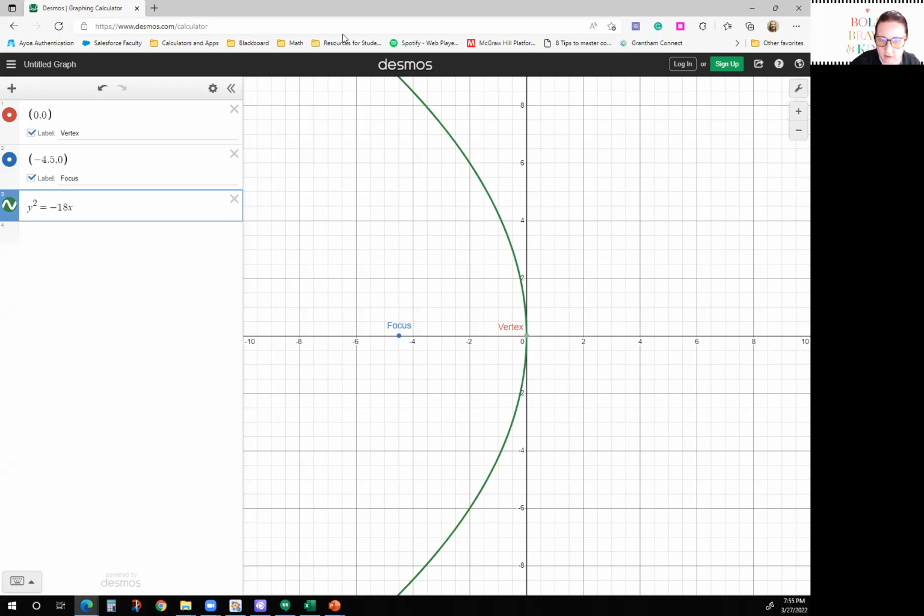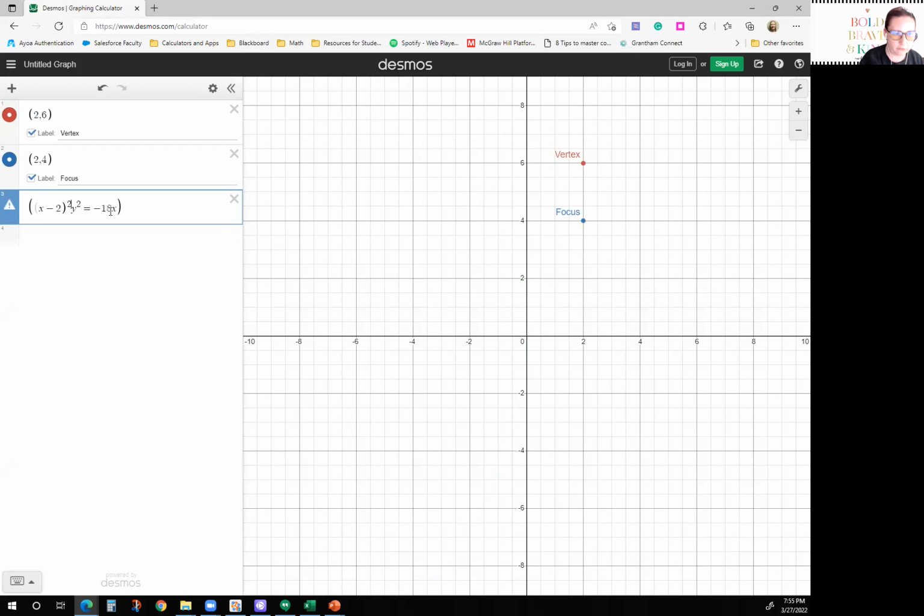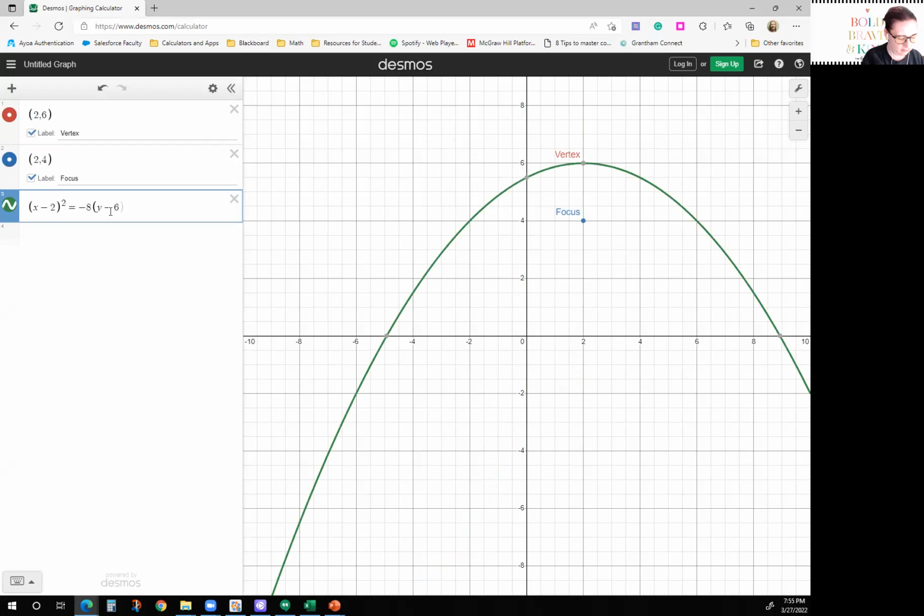So let's see, I'm going to change my vertex here. And to 4 for my focus. And then we had x minus 2 squared. Oh, it would help if I actually, I thought I was trying to highlight it, it would all delete. It did not do that. x minus 2 squared equals negative 8 times x minus 6.